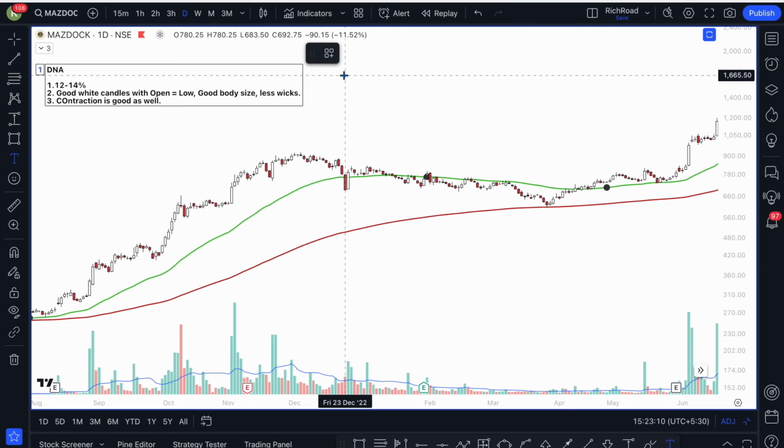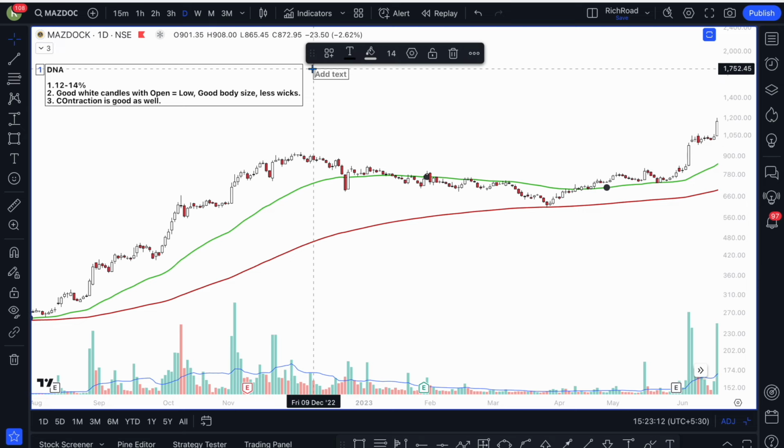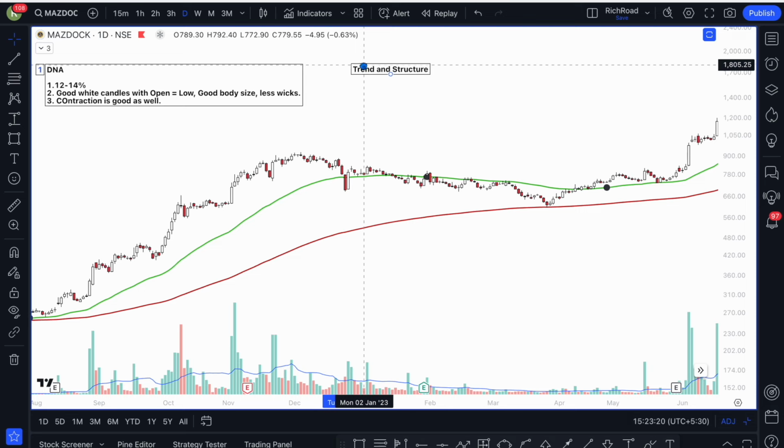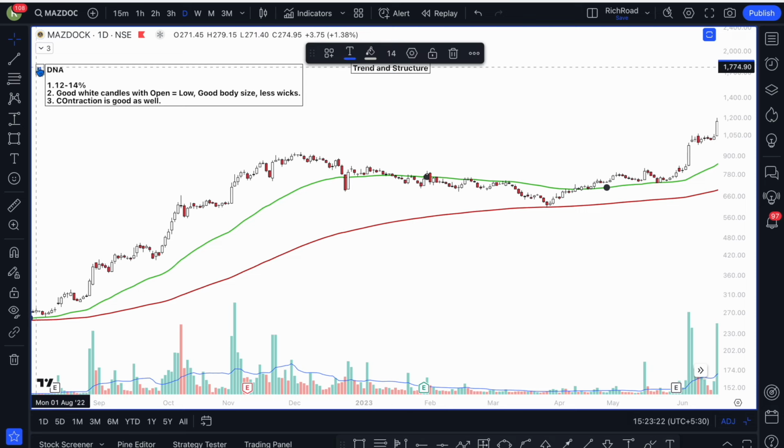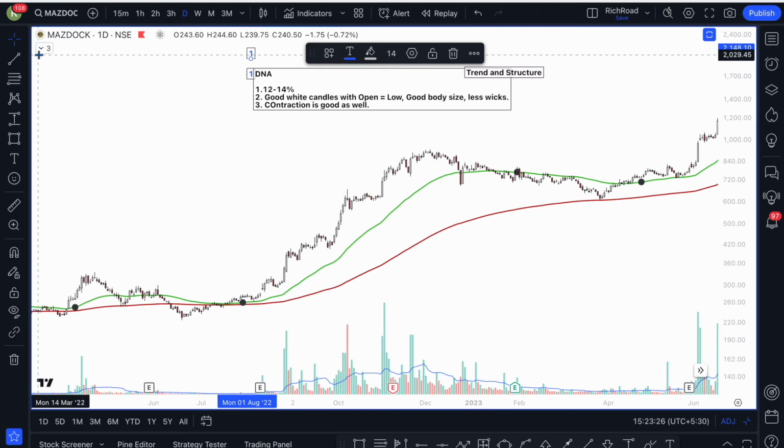So first of all, DNA done. Now let's do the second, which is what? We will see the trend and the structure of this chart that you're watching here, and that will be number 2. So I'll just copy this and I'll get this number here.